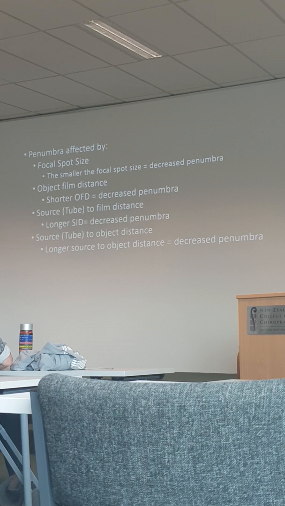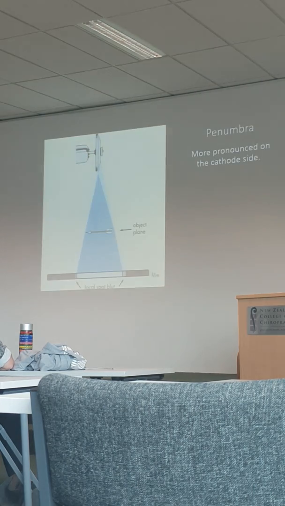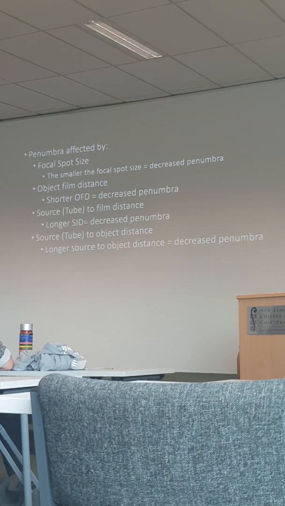So the penumbra is affected by the focal spot size. The smaller the focal spot size, the closer to a single point of production of X-rays, the smaller the penumbra. The shorter the object to film distance, the decreased penumbra. So if you move the object closer to the film, you get less penumbra. The longer the source to film distance, source to image distance, the smaller the penumbra. And the longer the source to object distance, the smaller the penumbra.